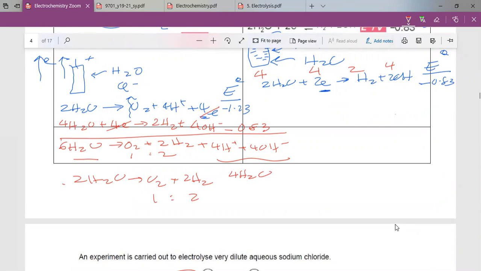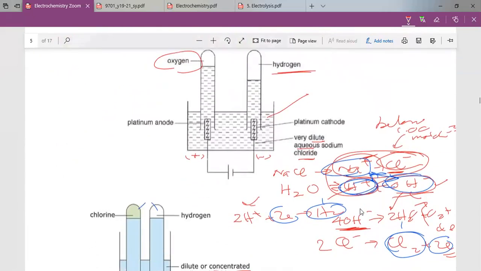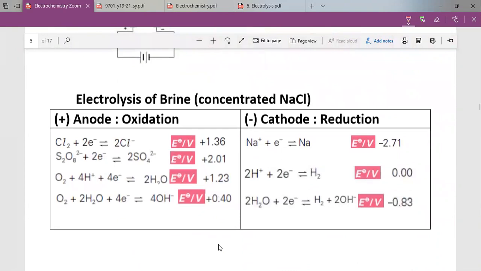Of course the solution, because of less and less water, the NaCl concentration will what? Will increase. Now normally they will ask a question on this: if oxygen gas is given out. So here is oxygen gas given out. So the choice of equations is very important. Now if it's concentrated, they call it electrolysis of brine. Brine means concentrated NaCl.